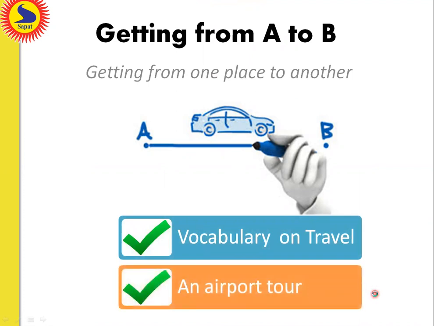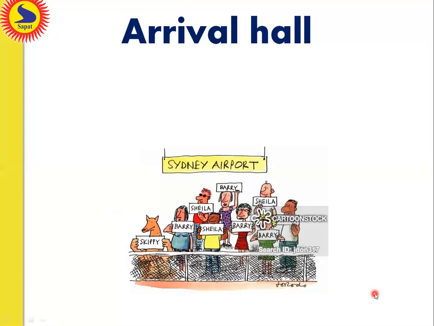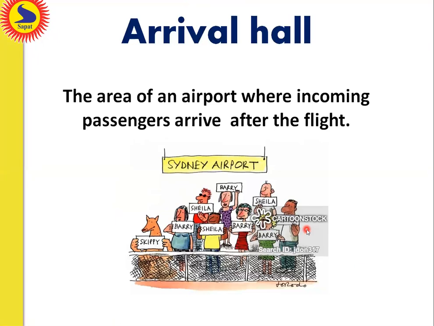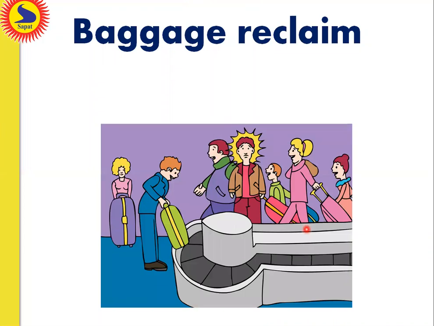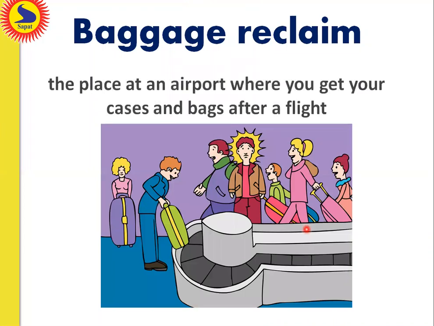Let's start. First word, arrival hall. This is an area of the airport where incoming passengers arrive after the flight. Arrival hall. Baggage reclaim. This is a place at an airport where you get your cases and bags after the flight. Baggage reclaim.